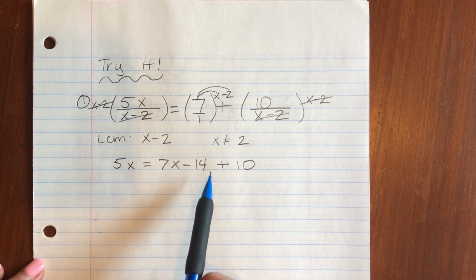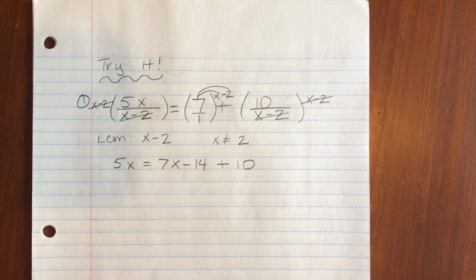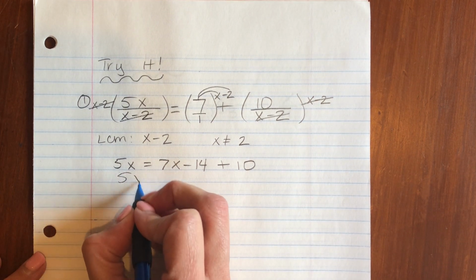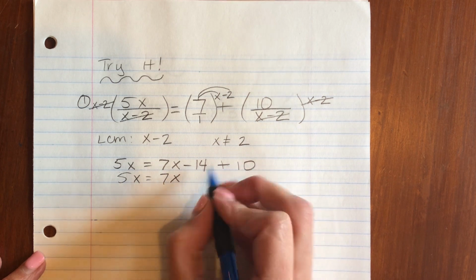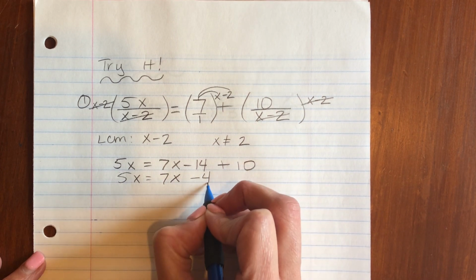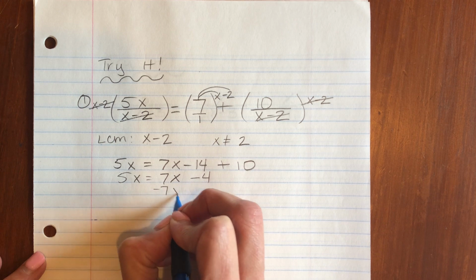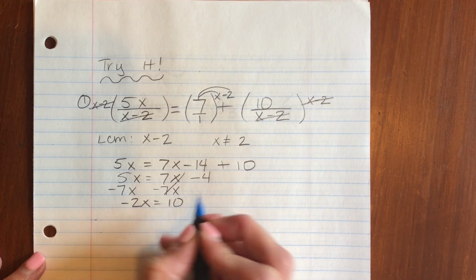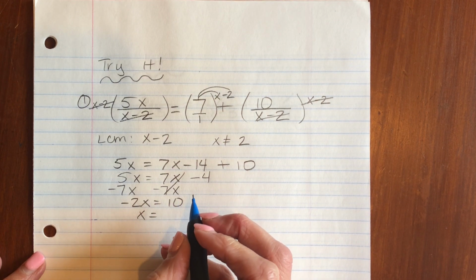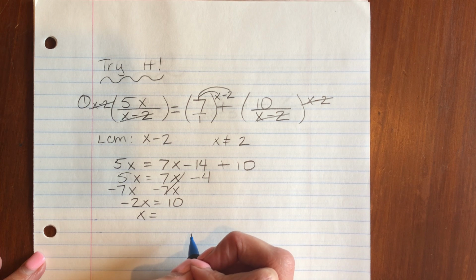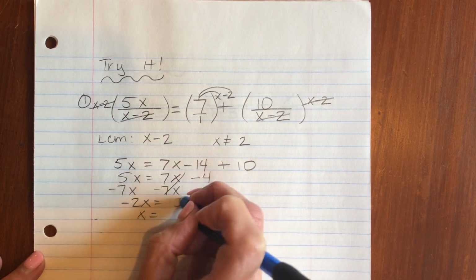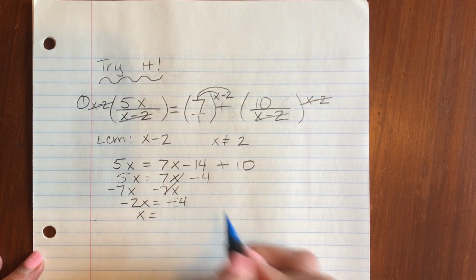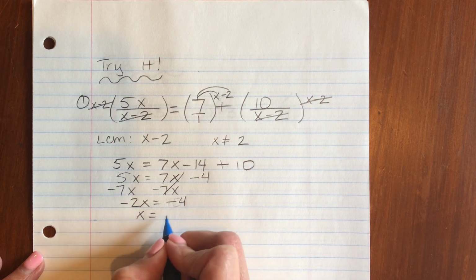I don't see any x squared. It's not a quadratic, so I don't have to get it equal to 0. I can just solve it. Going to combine my like terms first. Negative 14 plus 10 is negative 4. Then I'm going to get my x's together and divide by 2 to get, oops, where did that 10 come from? I was looking at that, but it's negative 4. And then divide by negative 2.